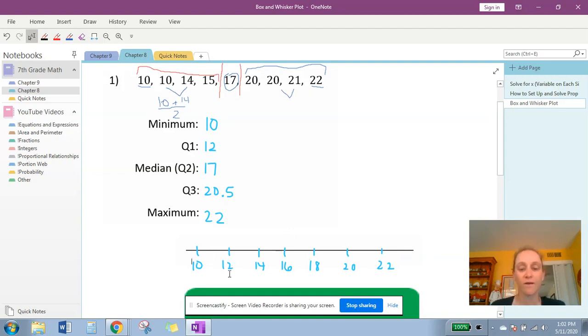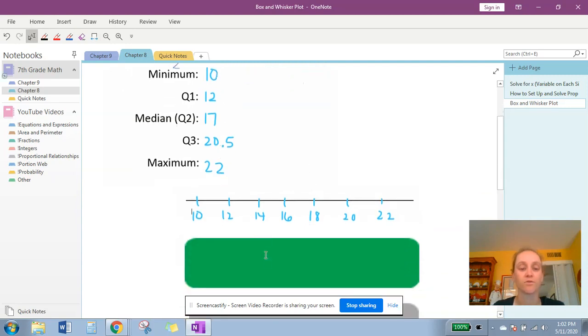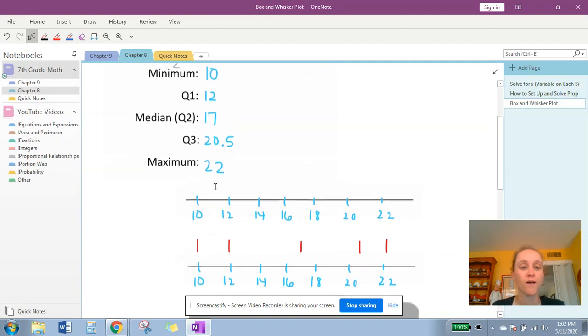Okay, so I have my number line, and then now all I want to do is just put a line where these 5 numbers are at. So if I do that, I have a number at the minimum, which is 10. This is the Q1, which is 12. Median is 17, which is in the middle. Q3 is 20.5, which is about here. And then 22 is right here.